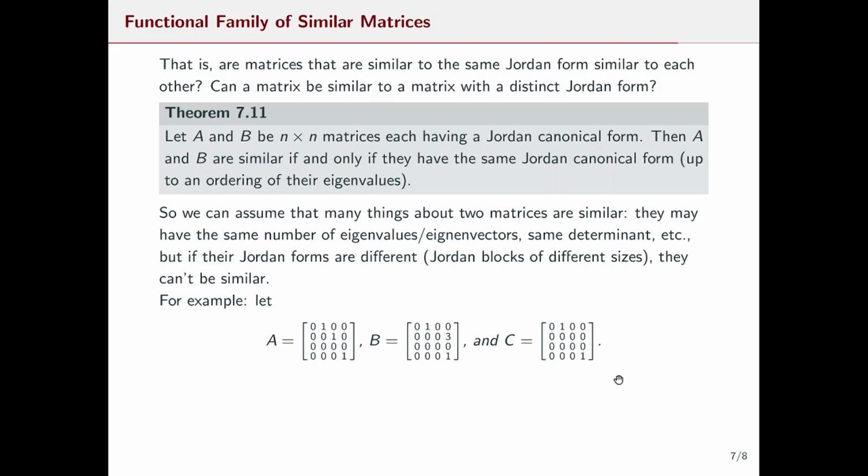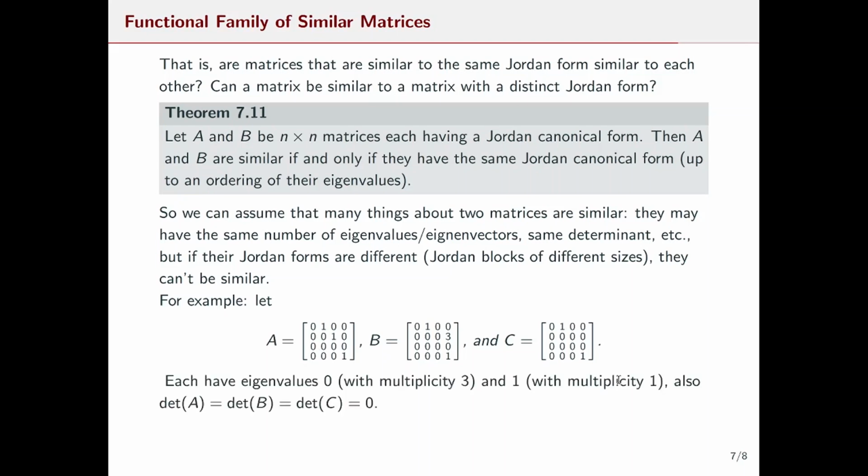In fact, they each have the same eigenvalues with the same multiplicity, and they have the same determinant. Is that good enough for similarity? Well, we need to check the Jordan blocks, right? If we look at A, we see that there is a 3 by 3 Jordan block and a 1 by 1 Jordan block. If we look at B, we have one 2 by 2 Jordan block and 2 single Jordan blocks, and again for C, a 2 by 2 Jordan block and 2 single Jordan blocks.